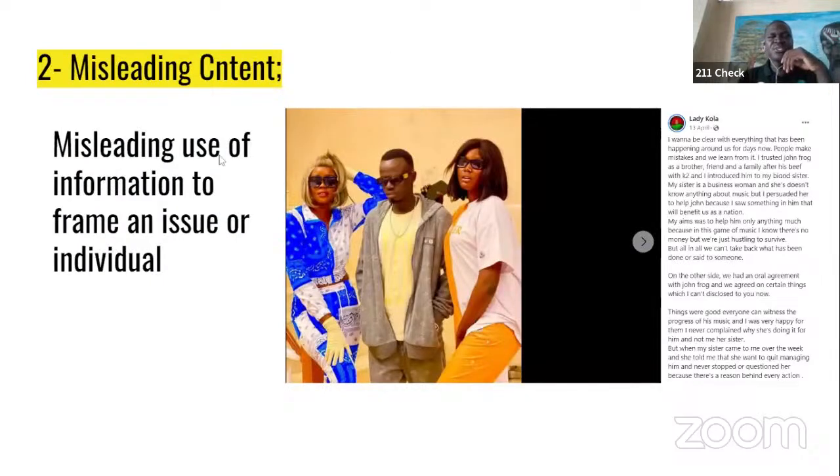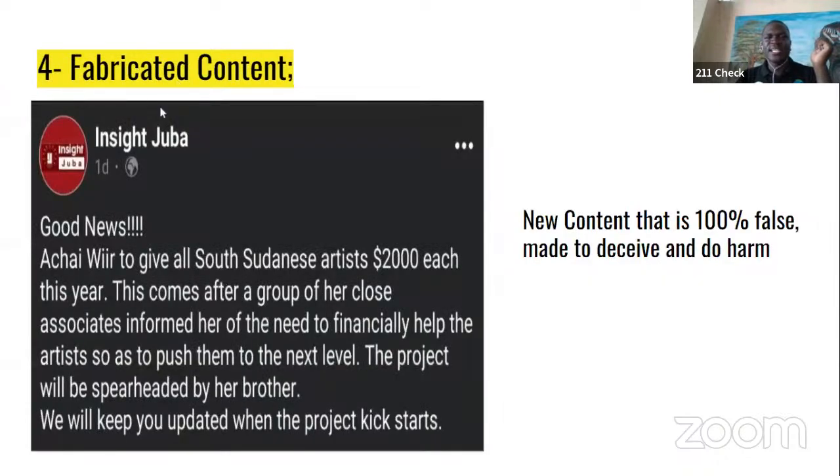The use of information to frame an issue or an individual. Here we have, this was when there was beef between Lady Collar and John Frog. We see a lot of write-ups here. Sometimes they just want to frame an individual so that people say this person is bad. And then we have fabricated content. This is when new content is 100% false and is made to deceive and do harm.